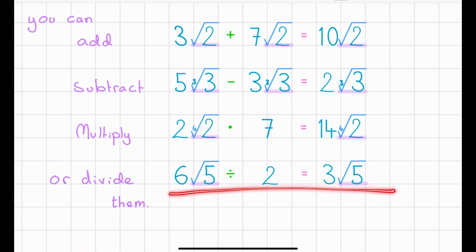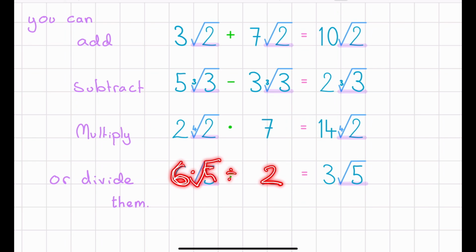And finally, we can divide them. So we can rearrange this as 6 divided by 2 times root 5. And 6 divided by 2 is the same thing as 3. And then we're left with that being multiplied by root 5. And remember, I'm not putting a multiplication sign here, but you can always imagine it. So here we always have a multiplication sign.